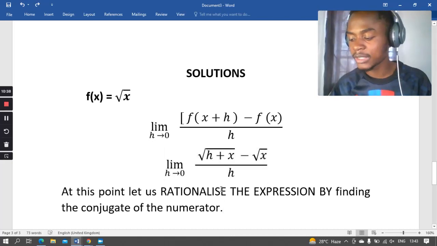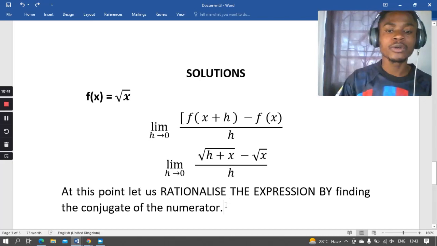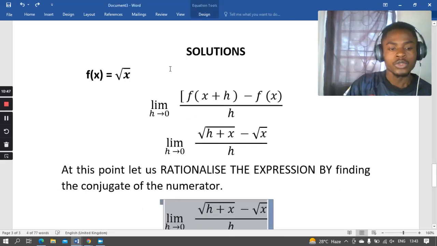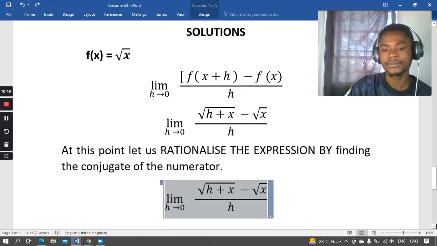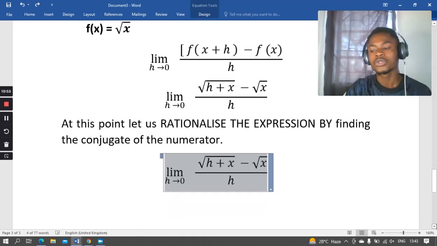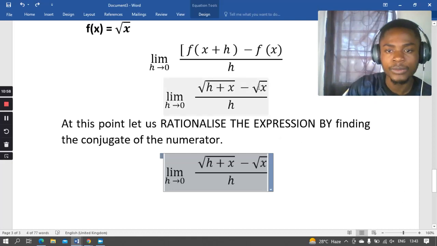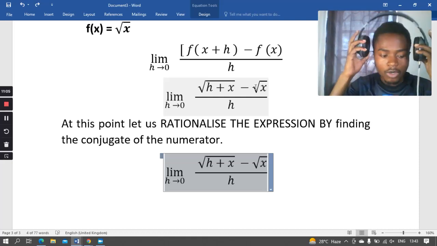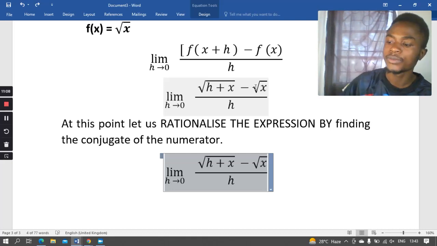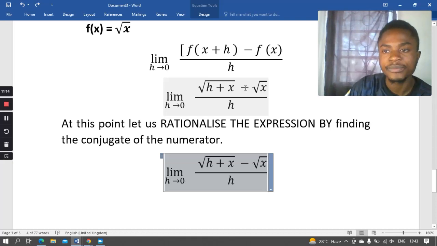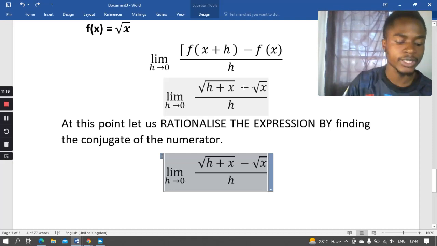We are going to rationalize the numerator. Quickly, I'm going to write the same expression. How can you rationalize the numerator? You just simply look for the conjugate of the numerator. The conjugate is where you put a plus where there is a minus. In that case, you'll be able to find the conjugate.